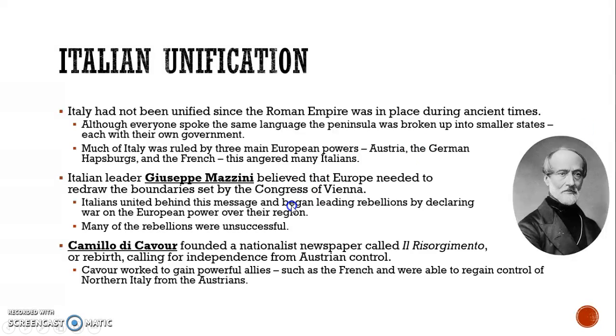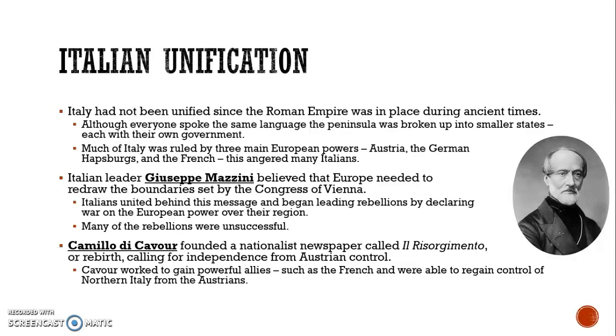Italy overall had not been unified since the Holy Roman Empire was in place during ancient times. Even though everybody in Italy pretty much spoke the same language, the peninsula was broken up into smaller states, such as the Papal States, the Northern States, and the Southern States, and each had its own government. A lot of Italy was ruled by three main European powers: Austria, the German Habsburgs, and then the French, which angered many Italians who wanted self-rule.